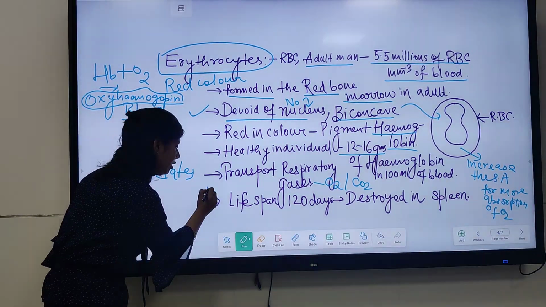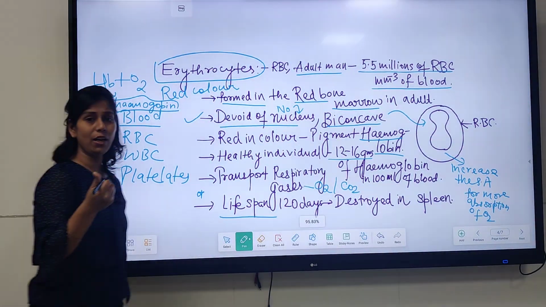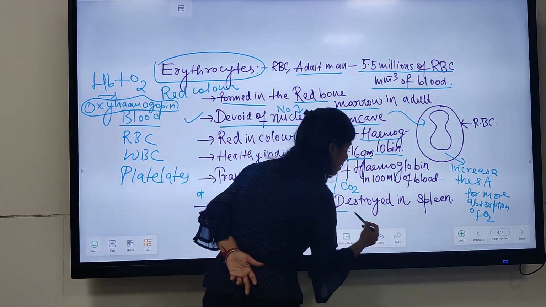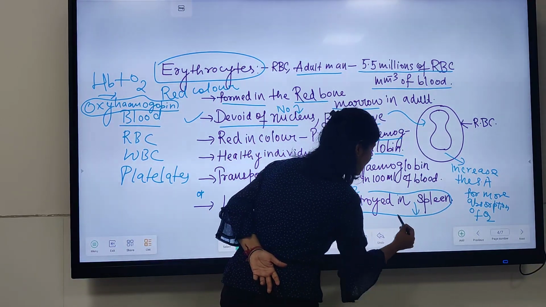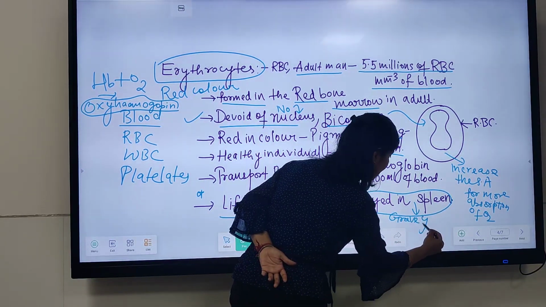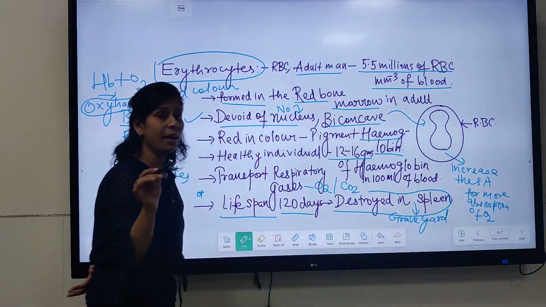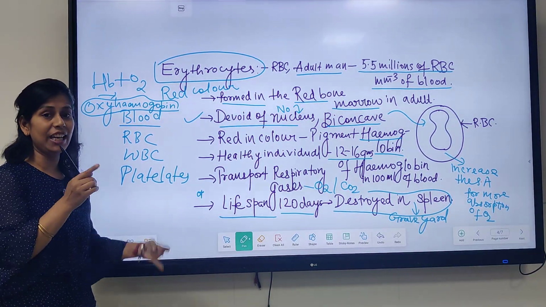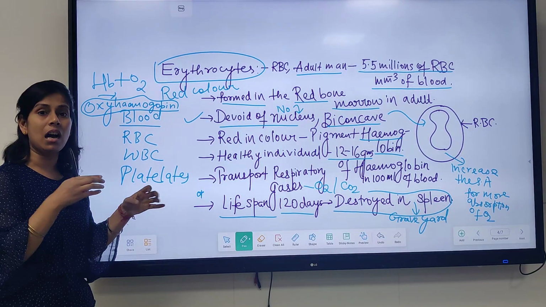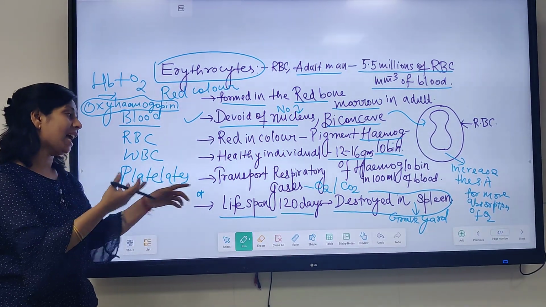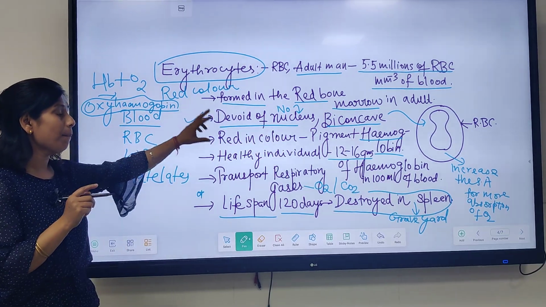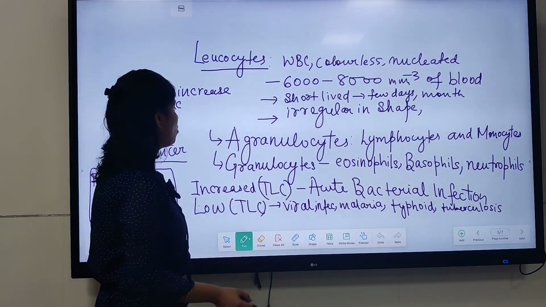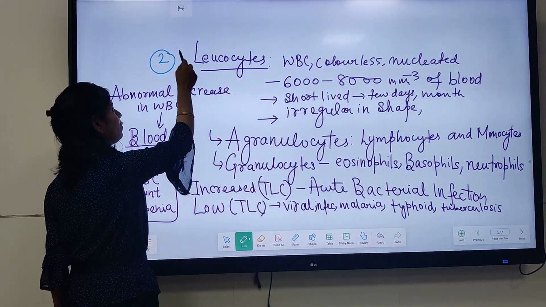Now, a very important question in competitive exams as well. Lifespan of RBC is how much? 120 days. And it is destroyed in the spleen. So, the spleen is known as the graveyard of RBC. Graveyard of RBC means the RBC will die in the spleen. And its lifespan is 120 days. Importantly, the shape, and the number of days it is active or alive, which is 120 days. Very important. The pigment hemoglobin is also very important. Let's proceed to the next slide now. So next comes the second blood cells, which is leukocytes.